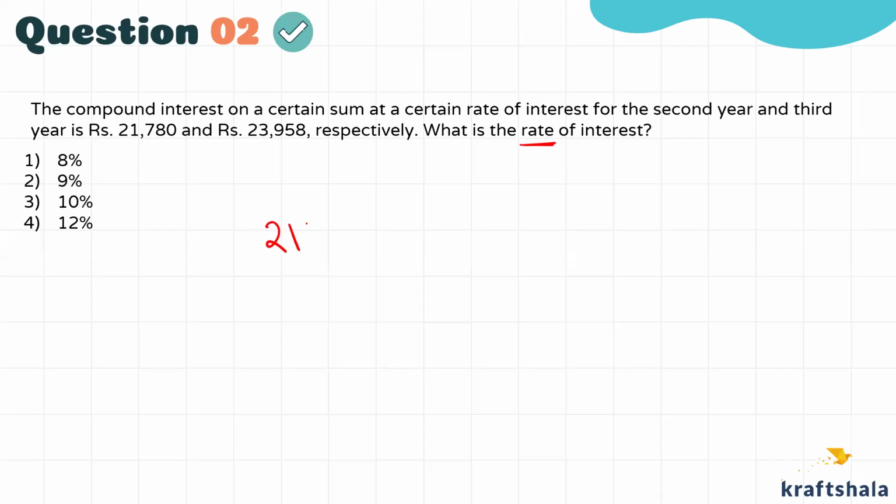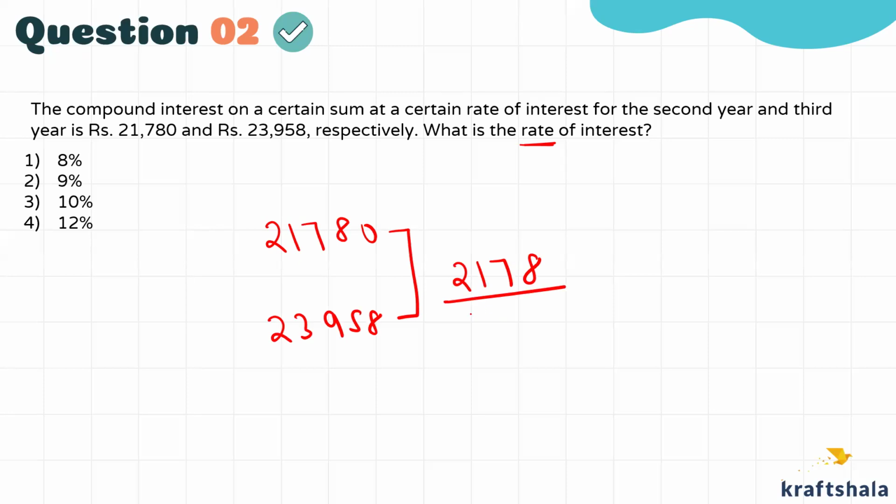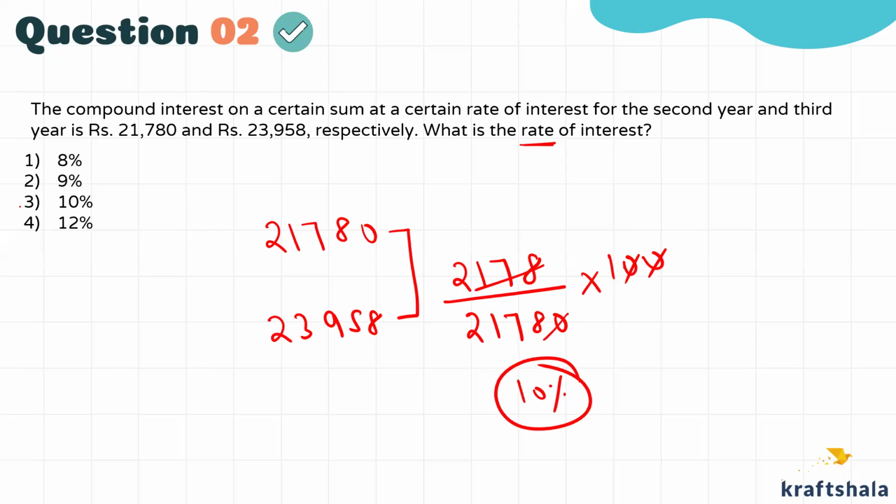Second year, I have to pay 21780. Third year, I have to pay 23958 compound interest. So how much extra I have to pay? This minus this, which gives me 2178. So what is my interest? Effectively 2178. Originally what was it? 21780 into 100. So this gives me 10%. So directly without using pen and paper, you can get the answer.